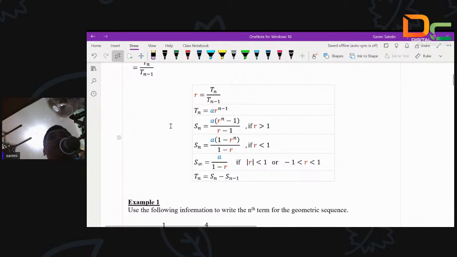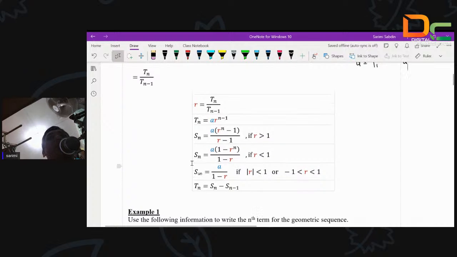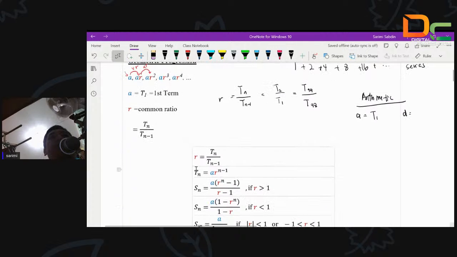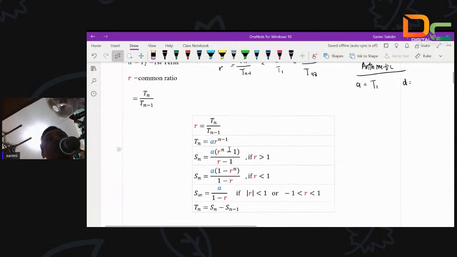Alright, so maybe I don't have to discuss a lot about this. Basically, in geometric progression, we have several formulas that you need to know. The first one is how to find the common ratio. Like I told you before, it is Tn over Tn minus 1.